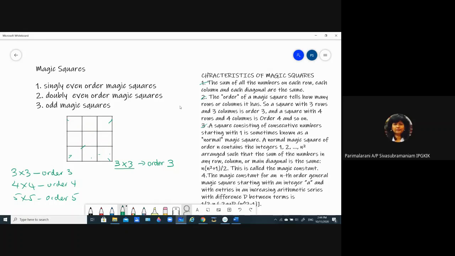Okay, so if you have a square, say for example this 3 by 3 magic square, there are 9 small squares here, right? Which means we can put in 9 numbers inside here. For example, say our numbers are like this: 1, 2, 3, 4, 5, 6, 7, 8, 9. So we have 9 numbers here which we can arrange in this square. Okay, so for example, let me just arrange it in the square first.